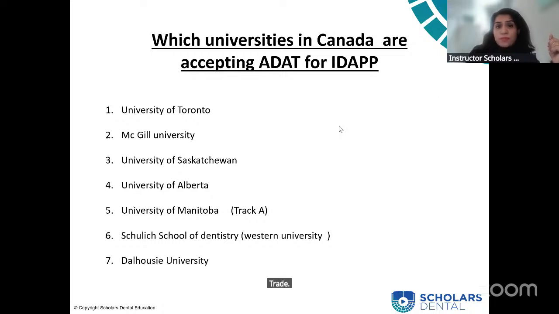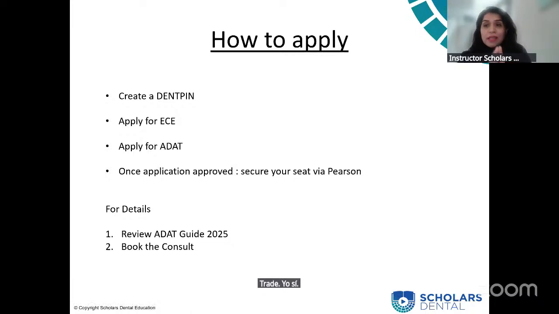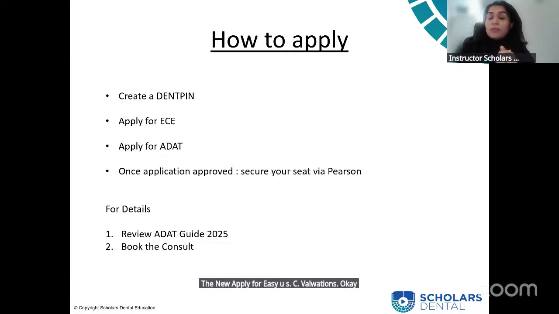Just so, how to apply? That is the first step. You have to go to the ADA website and create a DENT PIN. This DENT PIN remains your number with the ADA. Then you apply for ECE USA evaluations. First have your DENT PIN, then you have your ECE evaluations, and then you apply for your ADAT.